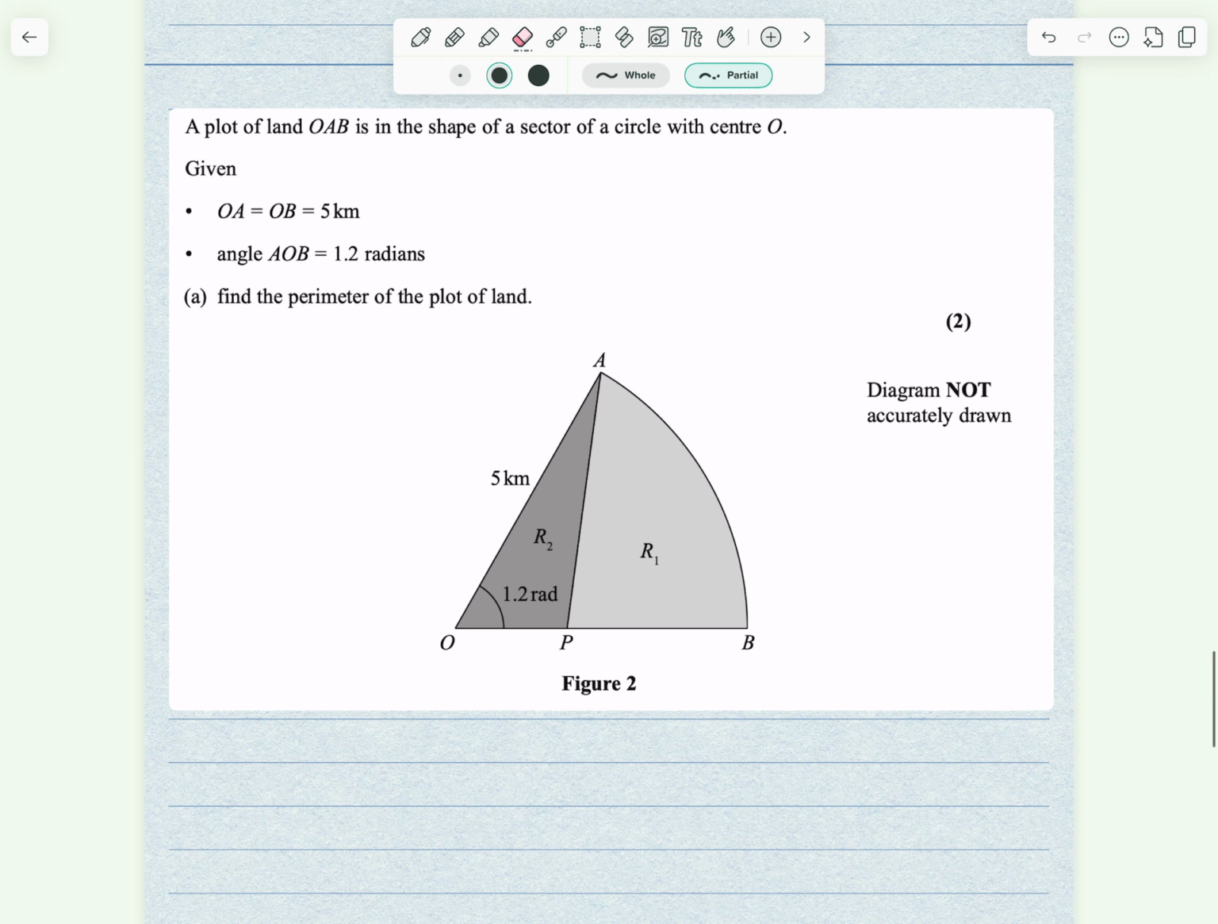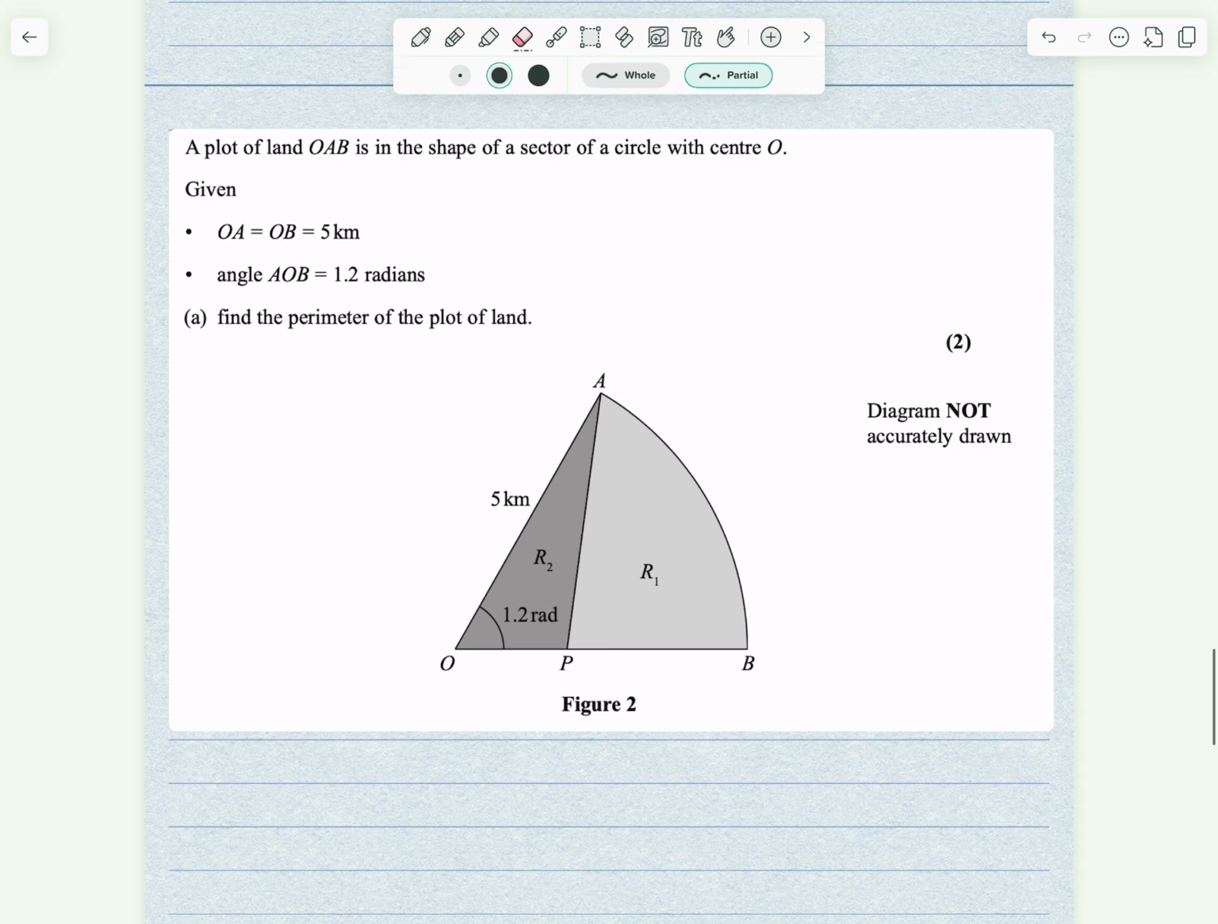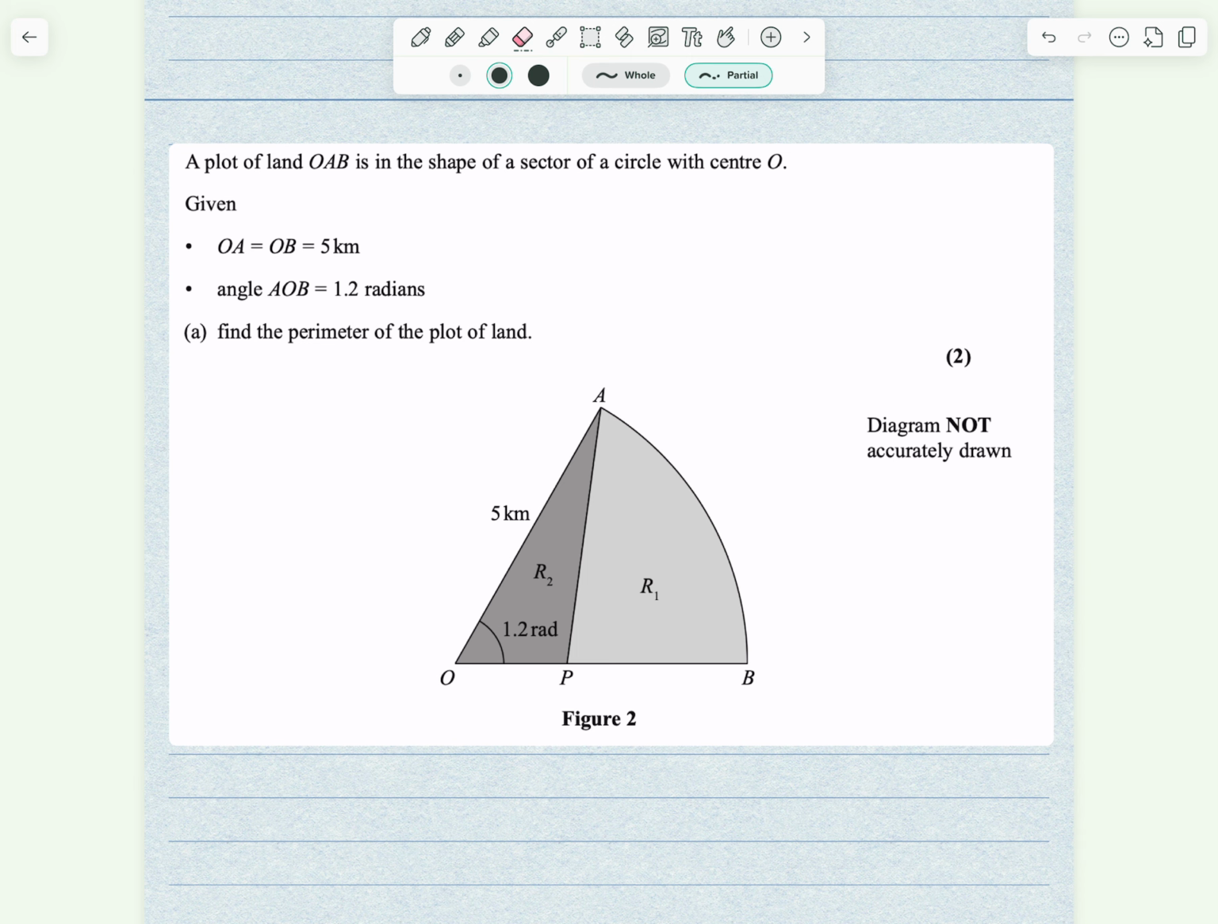Alright, so this is question number 5. A plot of land OAB is in the shape of a sector of a circle with center O, where OA is the same as OB, which is 5 kilometers, and the angle AOB is 1.2 radians. Find the perimeter of the plot of land. So we need to be finding the perimeter.